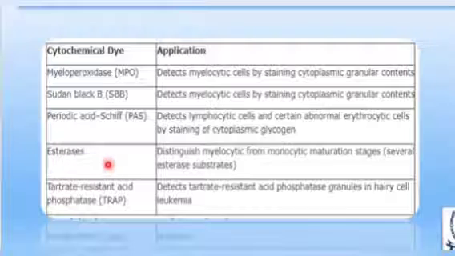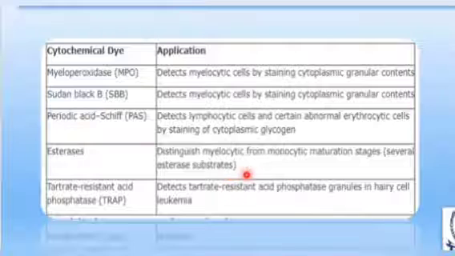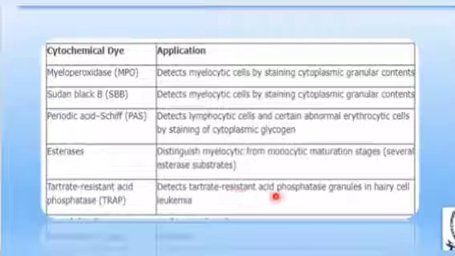Here we have esterases, which distinguish myelocytic from monocytic maturation stages, using several esterase substrates. And then we have tartrate resistant acid phosphatase. We call it TRAP, and it detects tartrate resistant acid phosphatase granules in hairy cell leukemias.